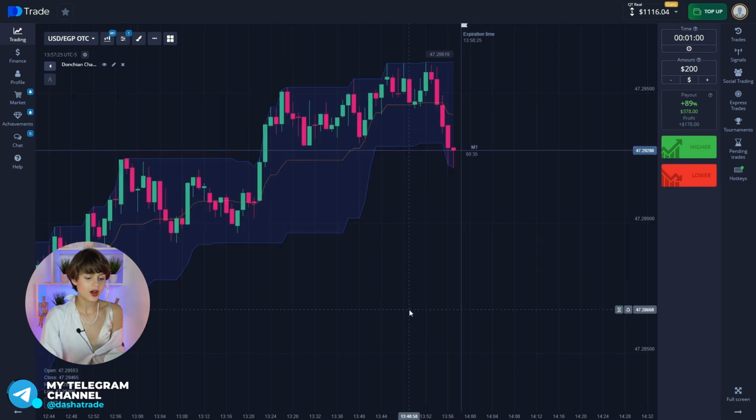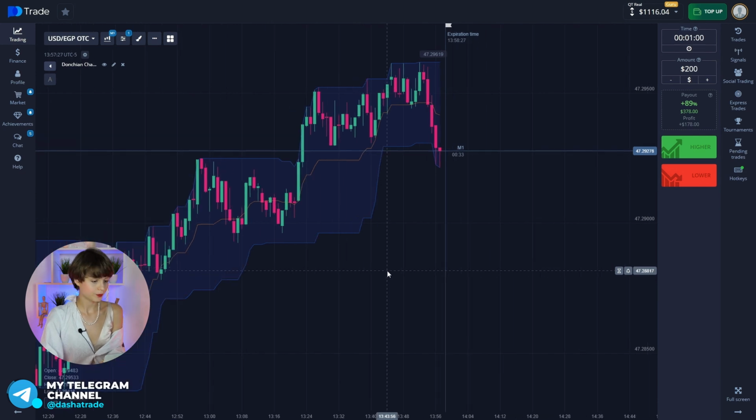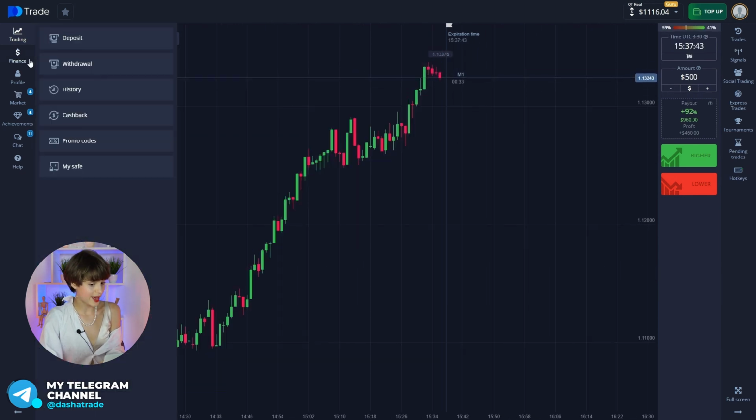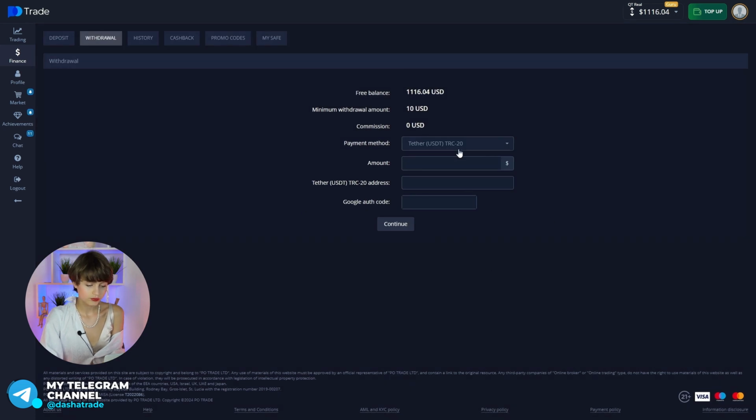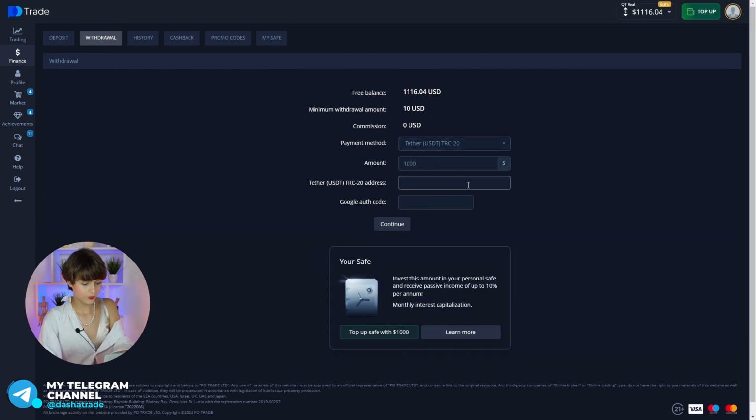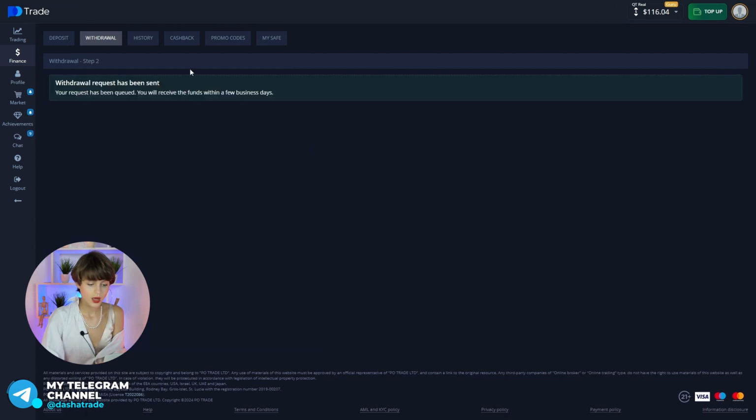So, we fixate profit and move to withdrawal. Okay, we click the Finance panel, Withdrawal. Withdrawal button. Here we fill in the sum and cryptocurrency as a payment method. We fill in the address of the wallet here, then we fill in the code. Our withdrawal request has been sent.